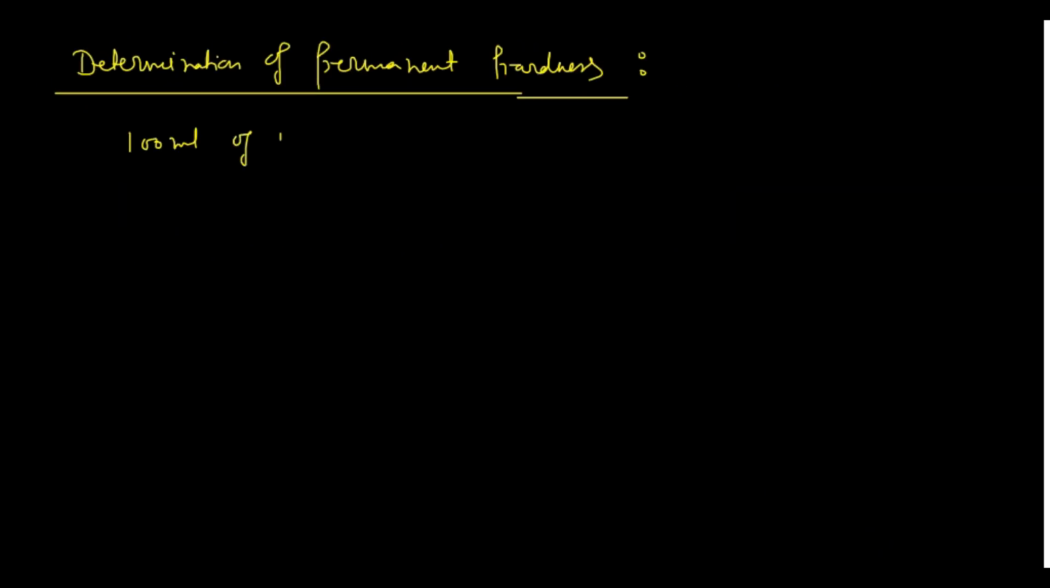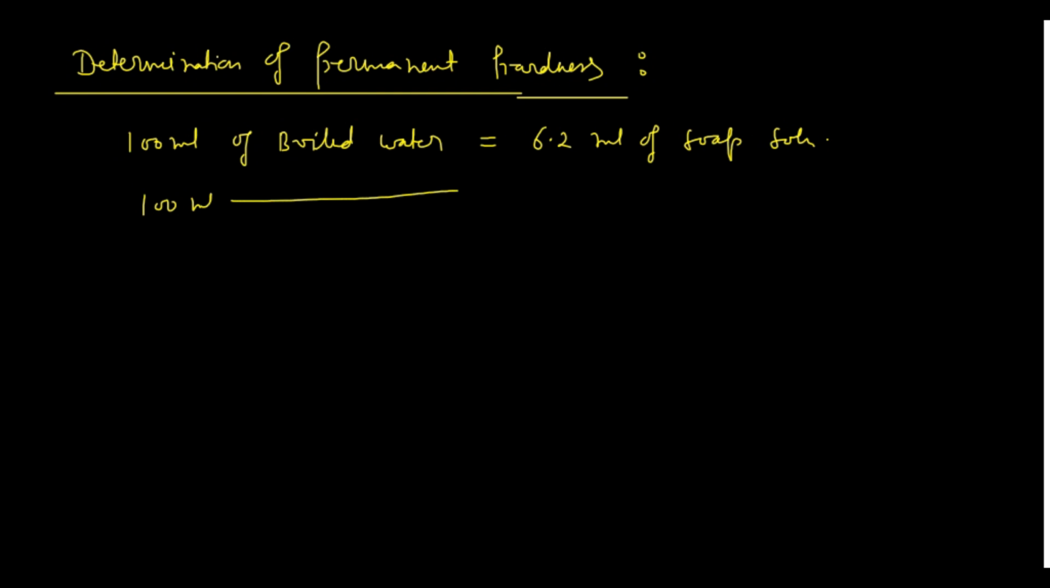Take 100 ml of boiled water. If you boil the water in an open container, the temporary hardness is removed and you are left with only the permanent hardness. So this 100 ml of boiled water, which has only permanent hardness, requires 6.2 ml of soap solution. But you need to subtract the lather factor from this. So 6.2 minus 0.6 gives you 5.6 ml of soap solution.